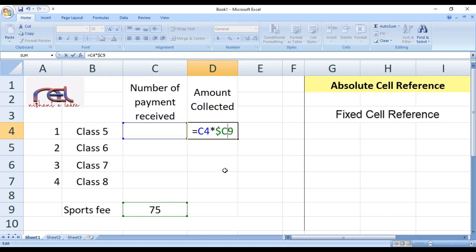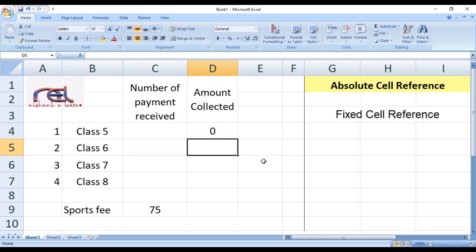So what we are going to do is we will fix the cell C9. We will fix the cell C9 by using the dollar sign. I'm just copying it to other cells. Now you notice here, class 5, let's say 12 payments are received. So the total is 900. What we have done is we have fixed the cell C9.